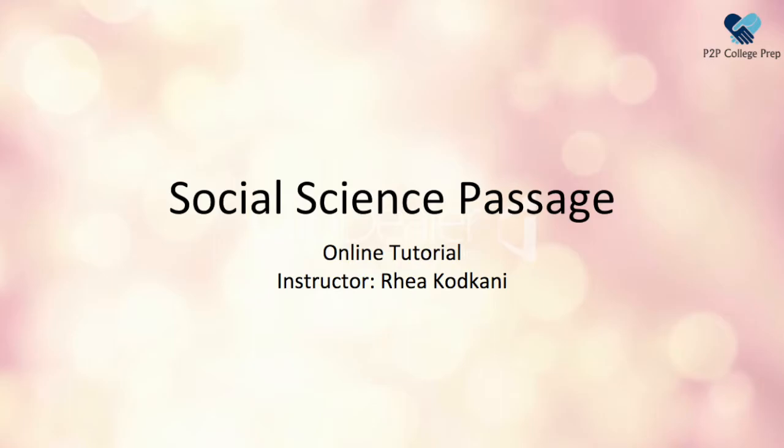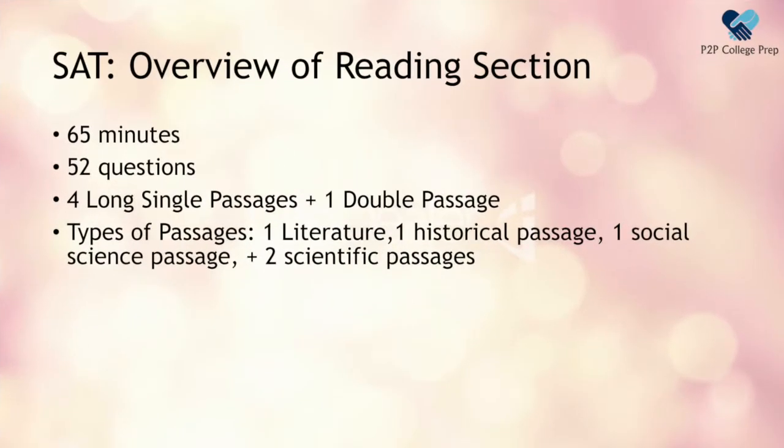Today we're going to be going over the social science passage of the reading section in the SAT. The reading section is the first of 4 sections on the SAT, and in this section, students are given 65 minutes to answer 52 multiple choice questions.